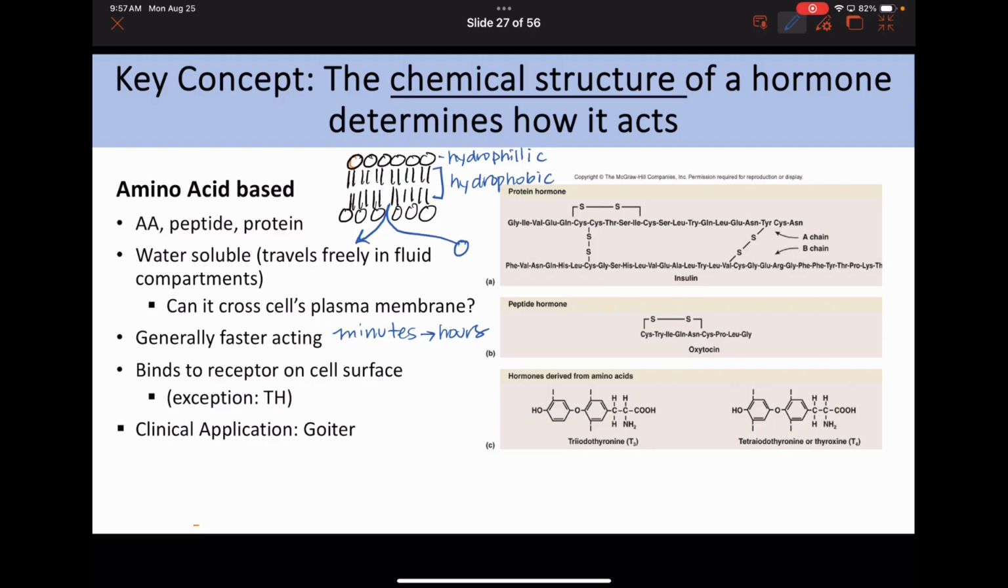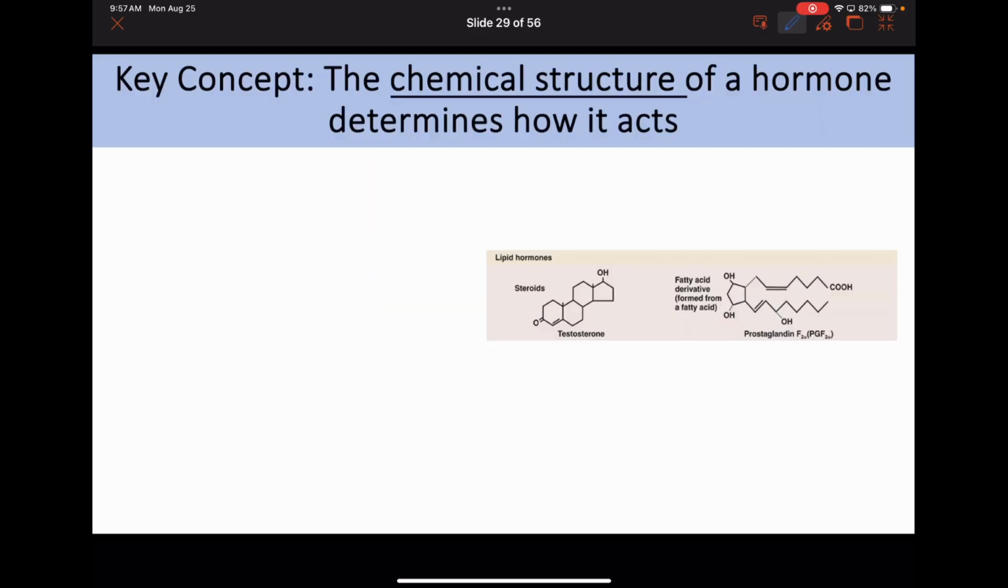Any questions on amino acid-based hormones? Lipid-based hormones, on the other hand, you're going to see a lot of ring-type structures because they're lipid-based. If you hear steroid-based hormone, same thing. Lipid-based hormone and steroid-based hormone are interchangeable. I think your book may use steroid-based. But either way, they both mean the same thing. They really are steroid-based, but steroids are a type of lipid, so they both work.